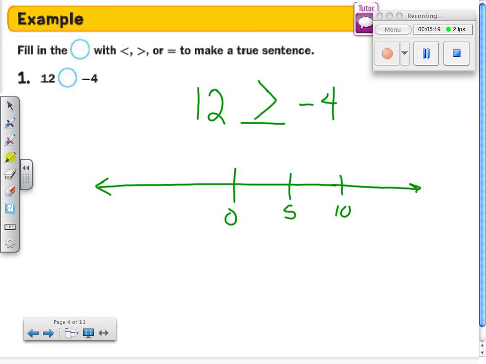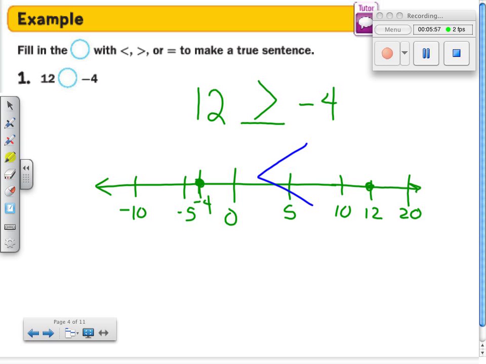Here's 10, and about right here would be 12, and here would be 20, right? Okay, and over here we have negative 10, excuse me, negative 5, and here we have negative 10, and here, about right here, would be negative 4. So because negative 4 is to the left, that means that 12 is going to be greater than negative 4.